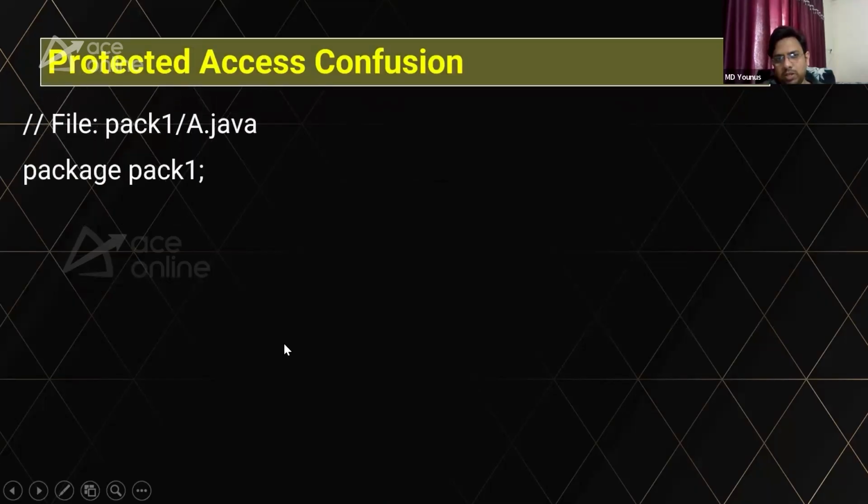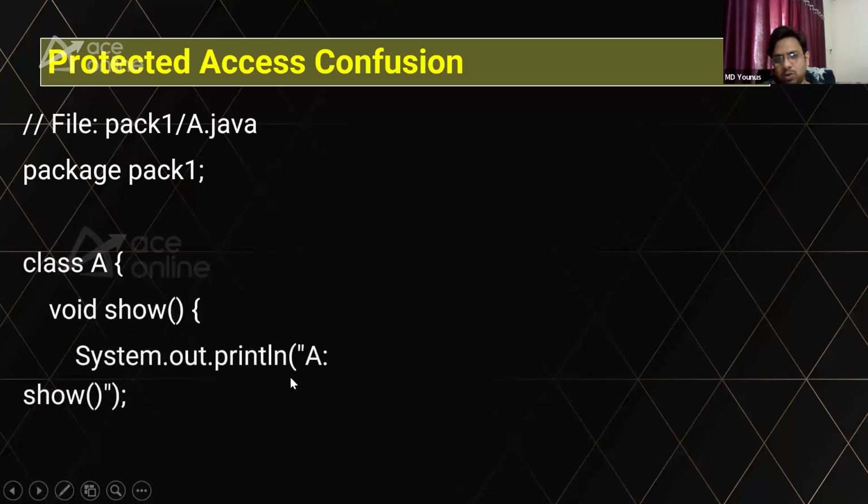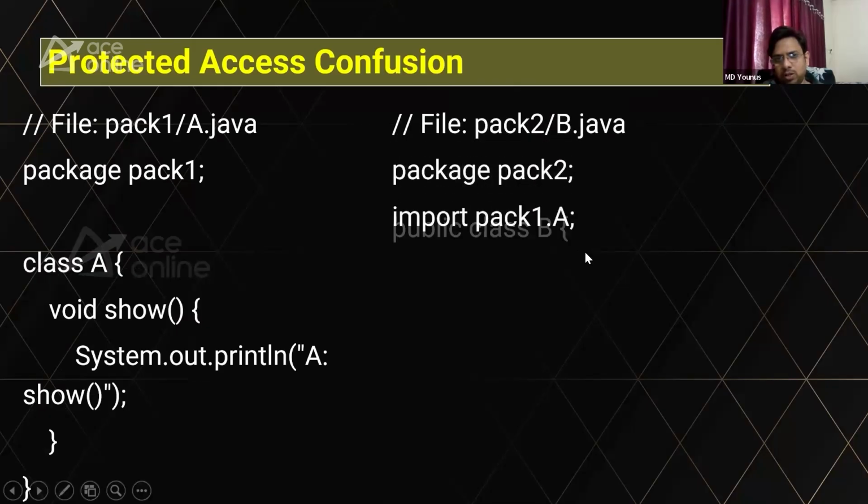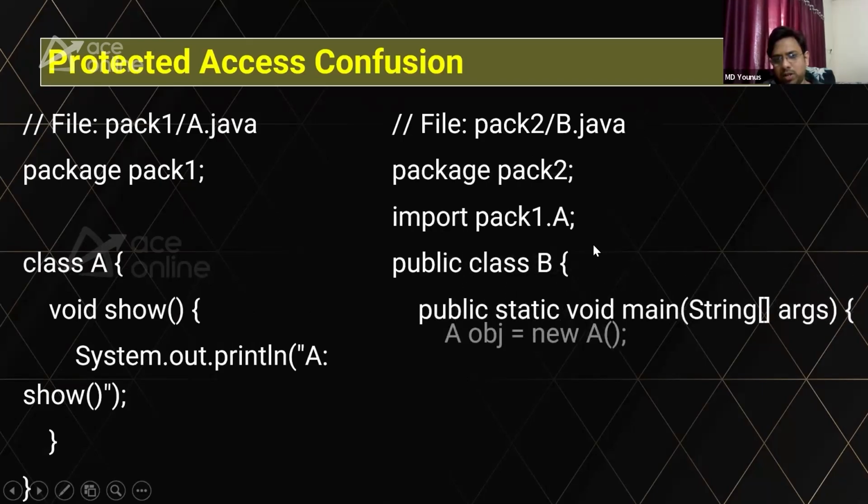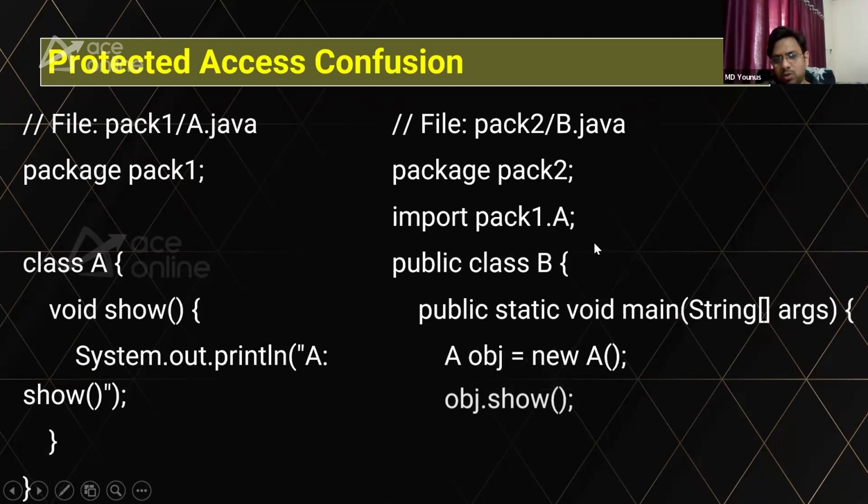Now, one more. Let's say we have package one, class A, void show, system.out.println. Now we have package two, which is B.java, importing the class. Public class B, public static void main. A object and object.show. What will be the output for this?